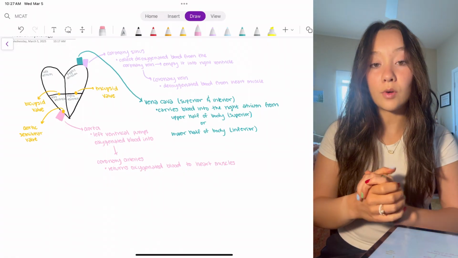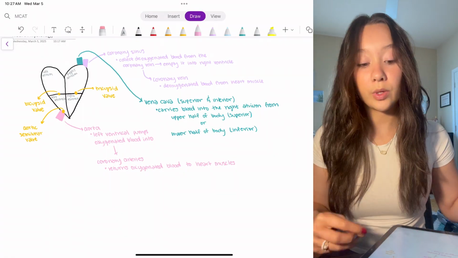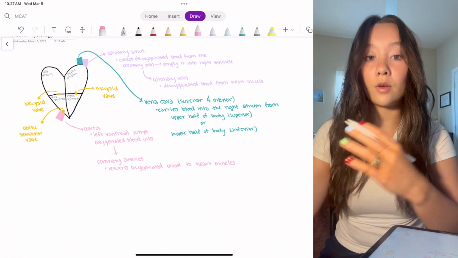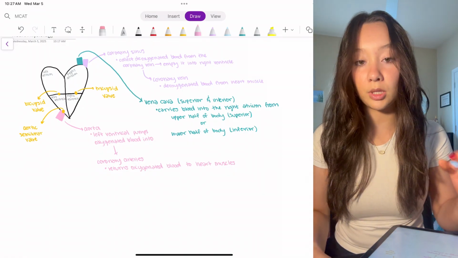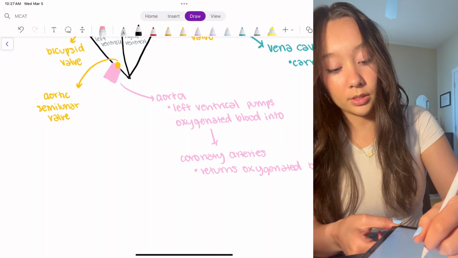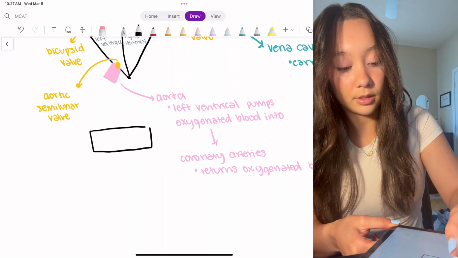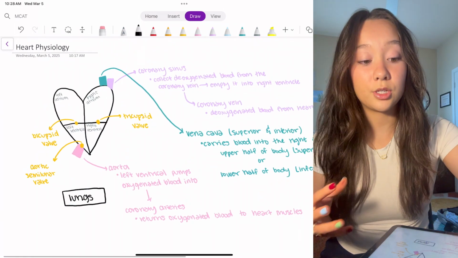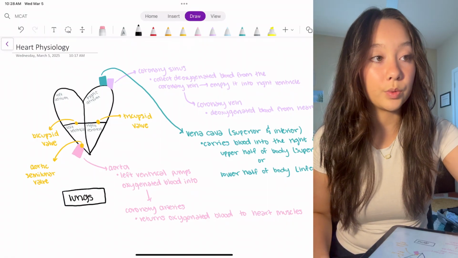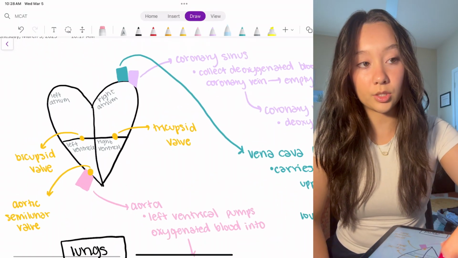Okay, now that we have all of the components of the heart labeled, we can go ahead and talk about the flow of oxygenated and deoxygenated blood in the heart. So I'm going to draw a box down here that represents the lungs. Let's start with deoxygenated blood. So I'm going to use blue to represent deoxygenated blood.